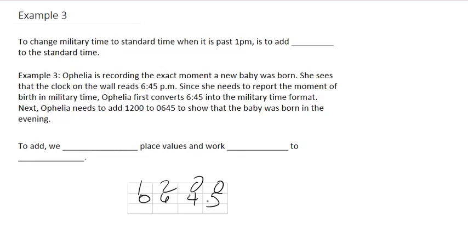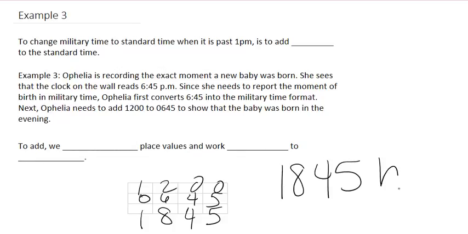So, 0 plus 5 is 5. 0 plus 4 is 4. 2 plus 6 is 8. 1 plus 0 is 1. So, the time of the baby's birth was 1845 hours. So that is what she will need to record. So now before we move any further, let's learn about adding whole numbers.